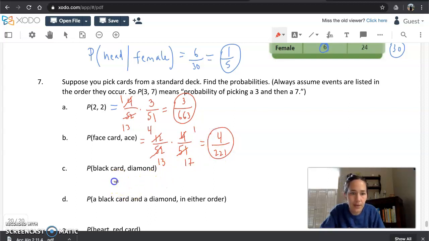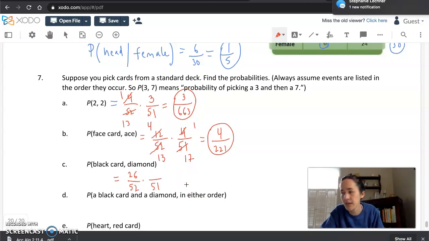Black card, diamond. Okay, black card first. Think of, I guess, out of 52, it's half the deck, or 26 of the cards. Diamond, once you pick that card, there's 51 cards left to choose from, and there's still 13 diamonds. Diamonds are not black. So you have 1 over 2, and you'll get 13, we'll say, out of 102.